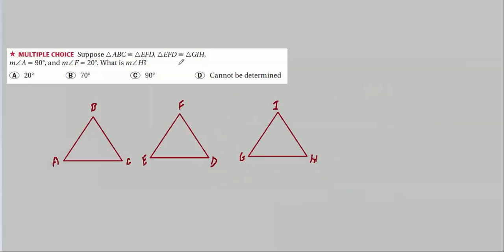Now here's one that's kind of cool. According to this, these two triangles are congruent, and these two triangles are congruent. What does the transitive property of congruence tell us? These two, we can jump right past this one and say that these two on the end are congruent. So what?